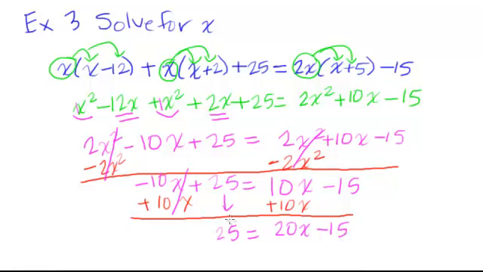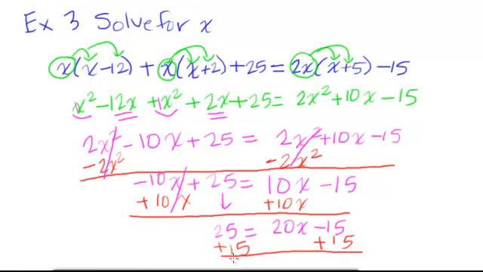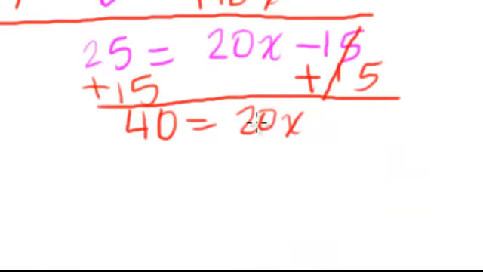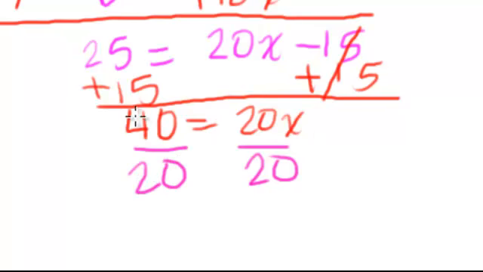And since I'm trying to solve for x, I now add 15 on both sides. 25 plus 15 is 40, equal to 20x. Negative 15 plus 15 cancels out. And to solve 20x for x, since 20 and x are being multiplied, the opposite of multiplication is division. So we divide each side by 20. 40 divided by 20 is 2. 20x divided by 20 is 1x, or just x.